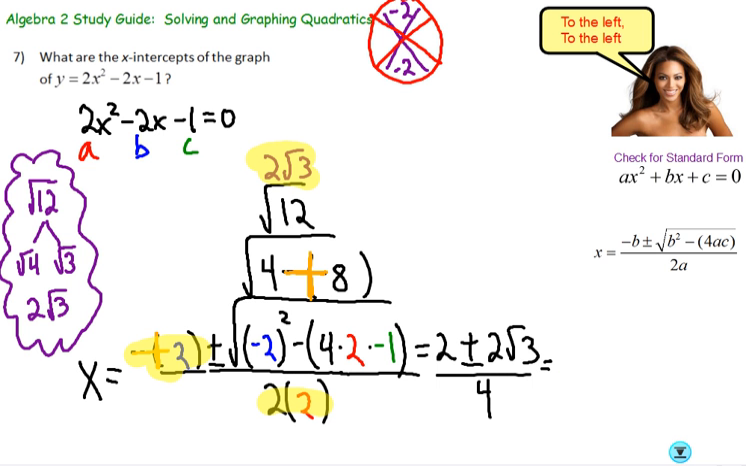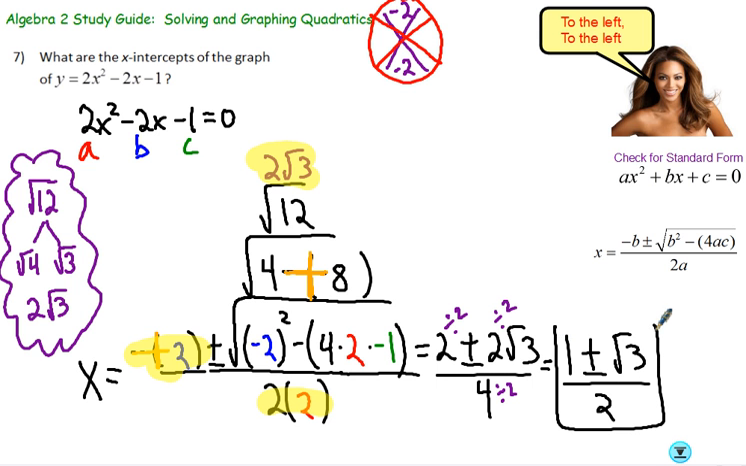I can divide everything by 2. So I'll divide by 2, divide by 2, and divide by 2. And when I do that, I get 1 plus or minus, again, 2 divided by 2 is 1. 1 radical 3 is really just the same thing as radical 3, and then 4 divided by 2, which is 2.